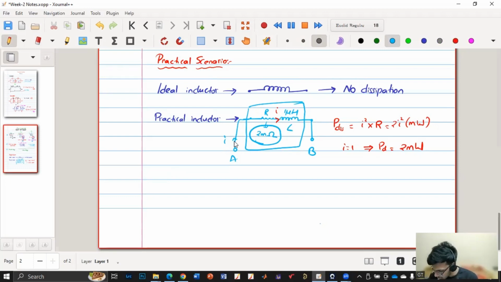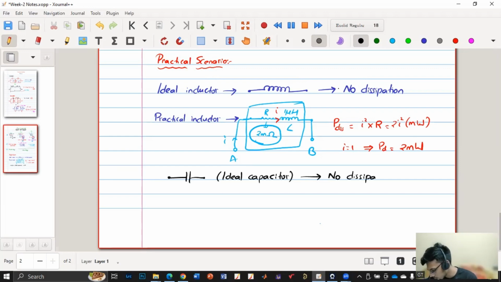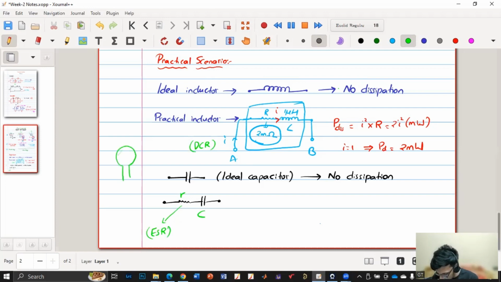Similarly, if I consider a capacitor, this is an ideal capacitor. There is nothing in series, so it will have no dissipation factor, and this is in the idealistic sense. But if you buy a capacitor, it will also have some series resistance. If you want to know the name, this resistance in an inductor is called DCR, DC resistance, and this resistance is called ESR, equivalent series resistance. Say this is small and the capacitor is C. So whatever capacitor we have bought looks something like this, and it has two terminals, maybe an electrolytic capacitor.